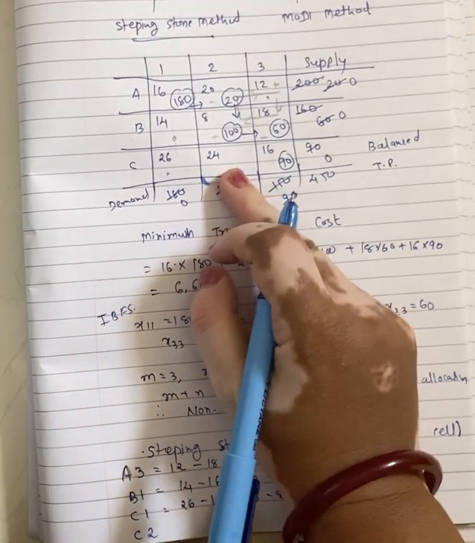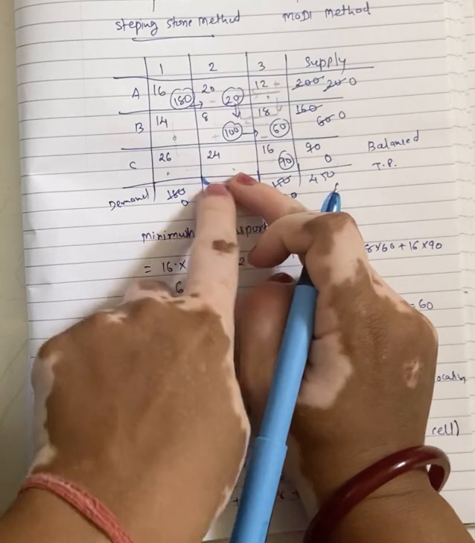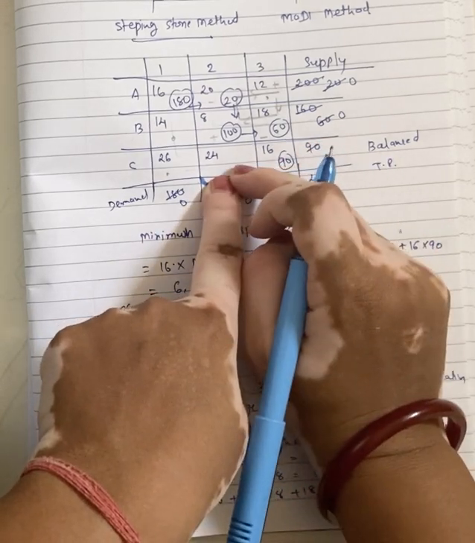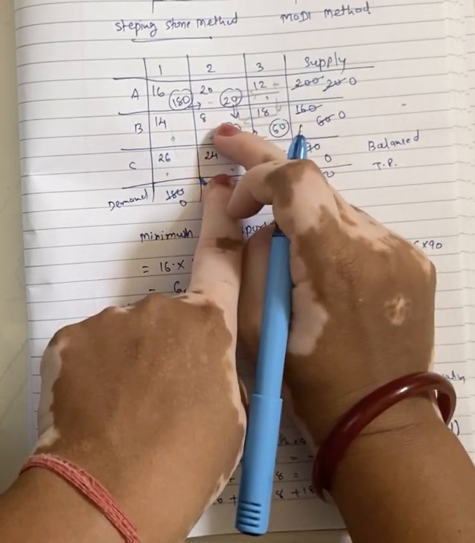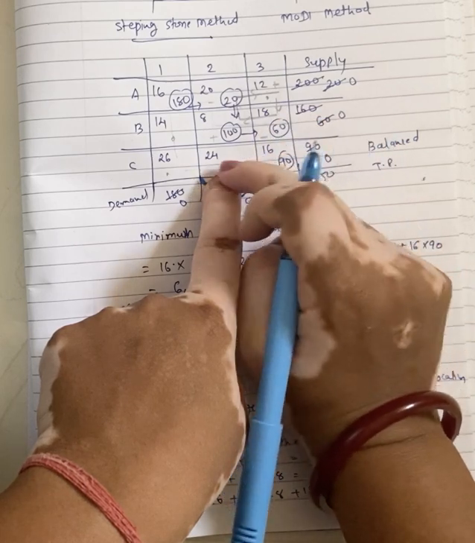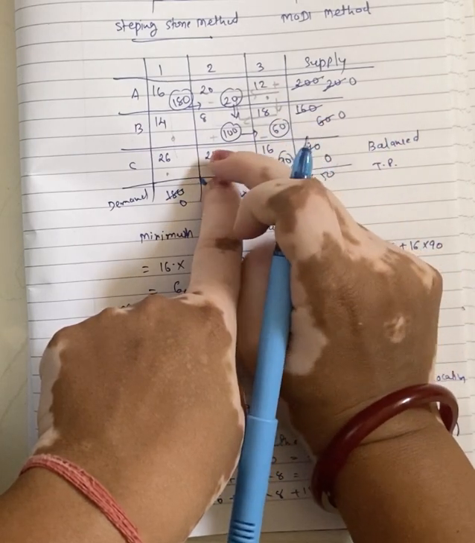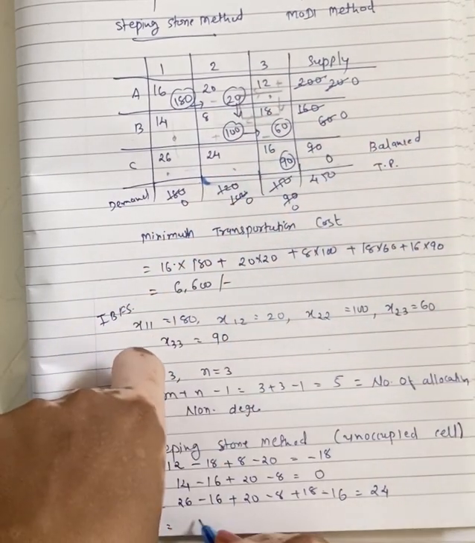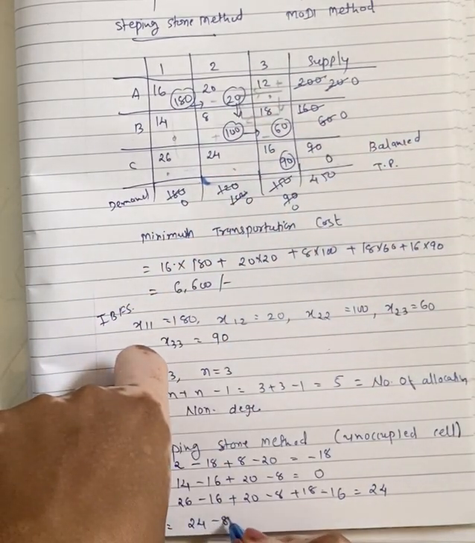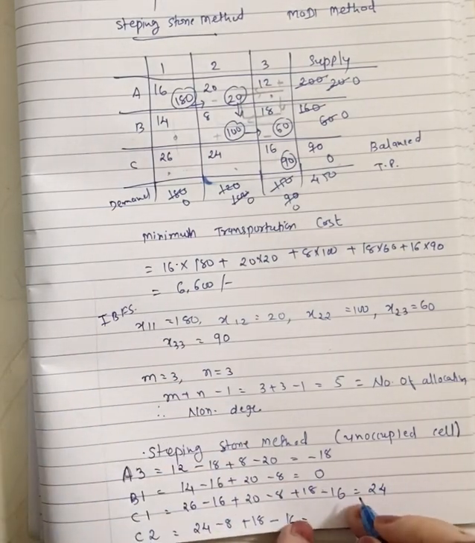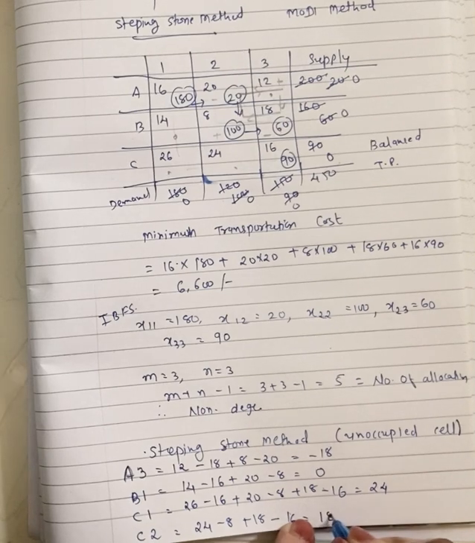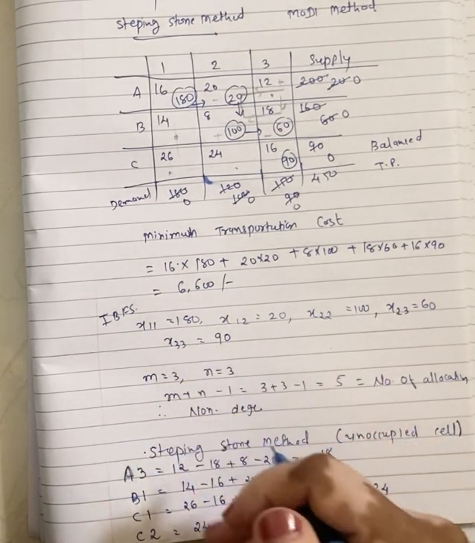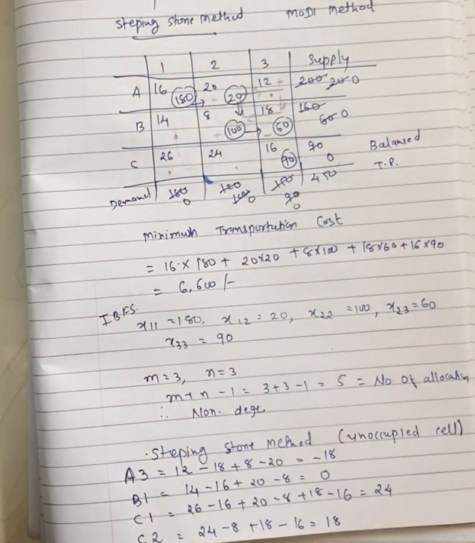Now for the last loop, okay, for this loop we have a small loop. We start from here, go up, then side, then down, and back to the cell. Okay, so 24 minus 8 plus 18 minus 16. Okay, so it is 18. Understood? Now there are 4 values we get: A3, B1, C1 and C2.